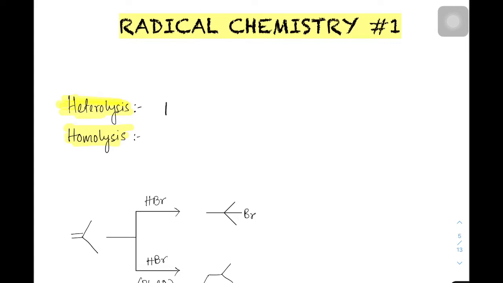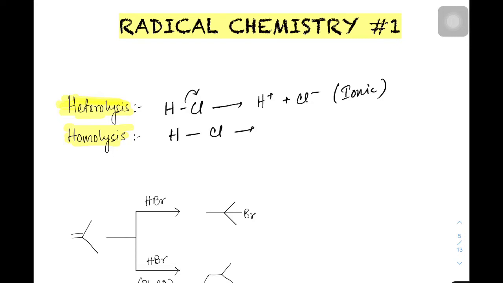from each other. If HCl breaks, then it is a heterolysis and it is ionic. But in the case of homolysis, when a bond breaks and each atom takes one electron of that bond, it is called homolysis. It is as simple as that, and in both atoms there will be an unpaired electron. So this is the homolysis process.